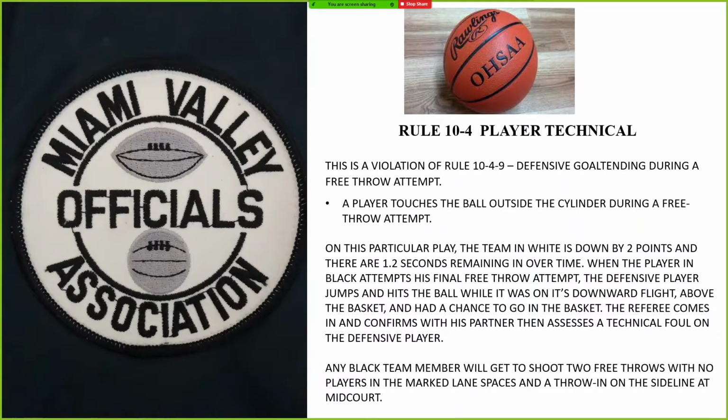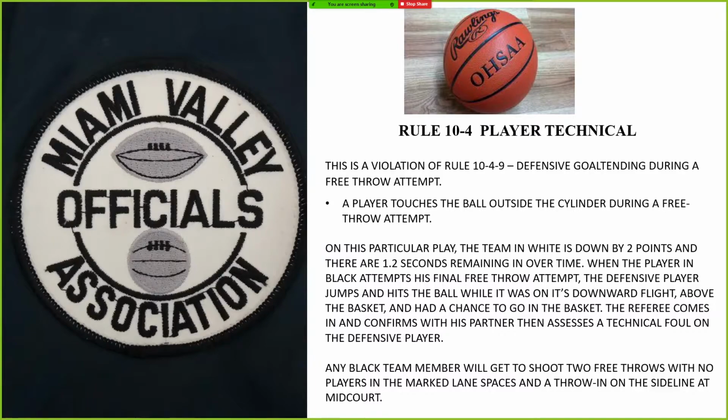In Rule 10-4, player technical, this is a violation of Rule 10-4-9, defensive goaltending, a free throw attempt. A player touches the ball outside the cylinder during a free throw attempt. On this particular play, the team in white is down by 2 points, and there are 1.2 seconds remaining in overtime. When the player in black attempts his final free throw attempt, the defensive player jumps and hits the ball while it was on its downward flight above the basket and had a chance to go in the basket.